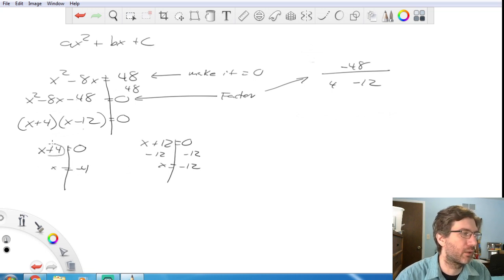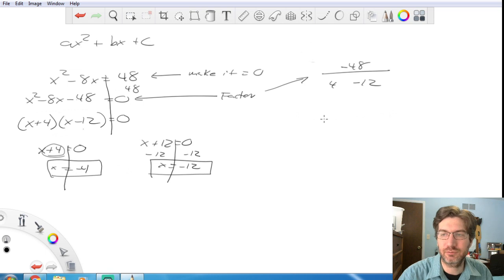And you'll notice just the opposite of this one. You don't have an a value in front of any of this. So your answers here are negative 4 and negative 12. If you had 48 positive, you can do negative 4 and negative 12 as factors. But negative 4 plus negative 12 doesn't equal negative 8. Right, if this was positive, then they'd both be negative, and that would add up to negative 16.